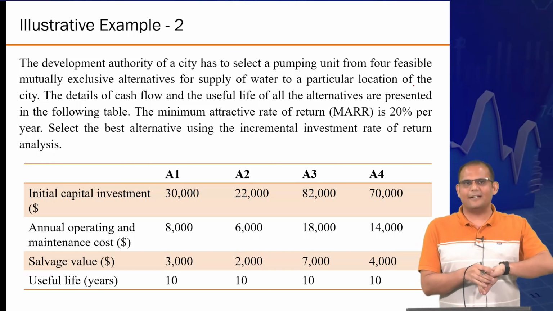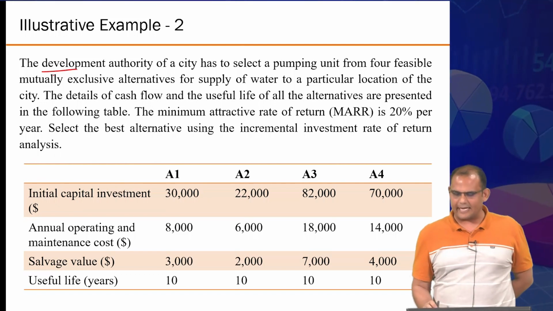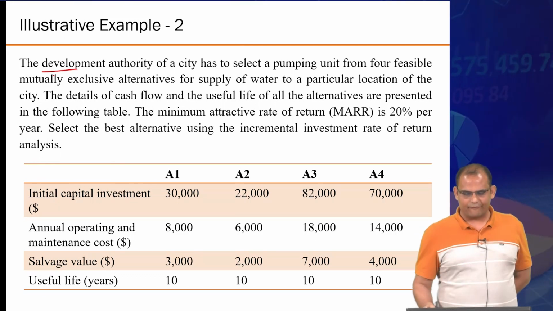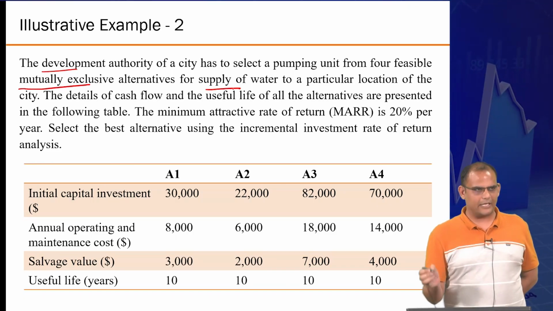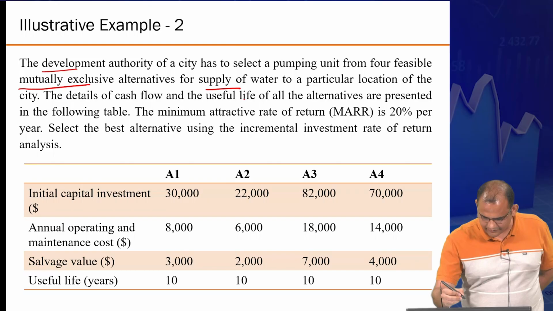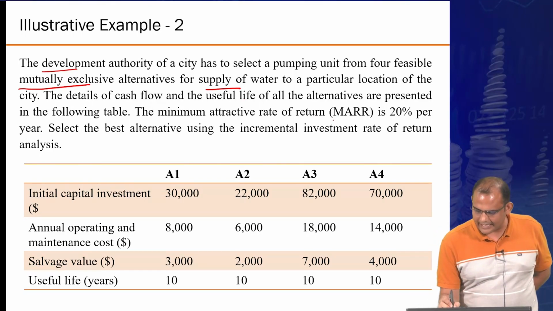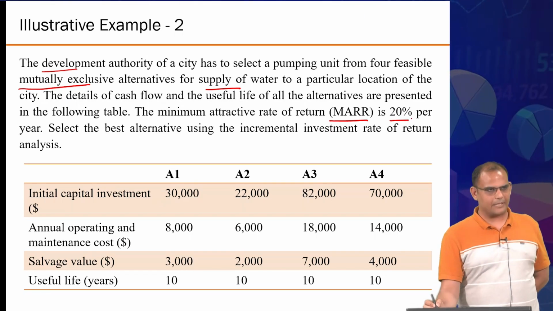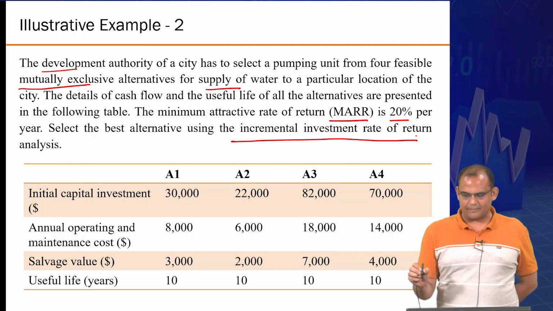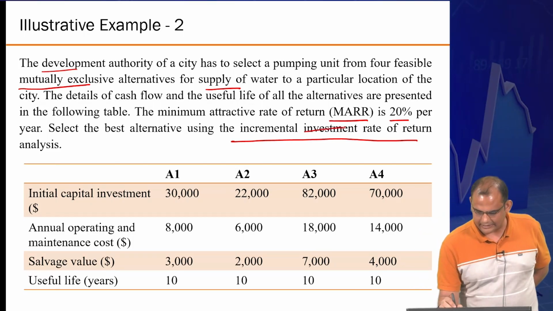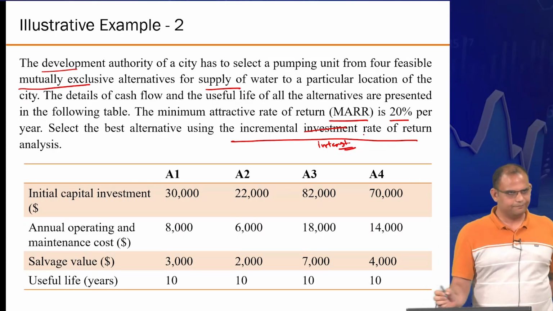Alright, so let's look at a little more detailed example. Say a development authority of a city has to select a pumping unit from 4 feasible mutually exclusive alternatives for supply of water to a particular location. The details of the cash flow series and useful life of all these are given. The minimum attractive rate of return, the MARR, is 20% per year. Select the best alternative using the incremental investment rate of return analysis.